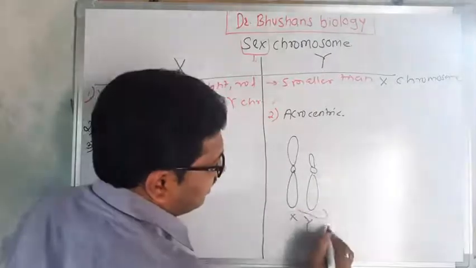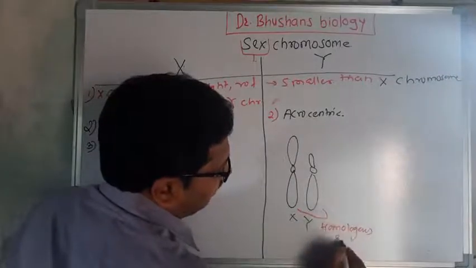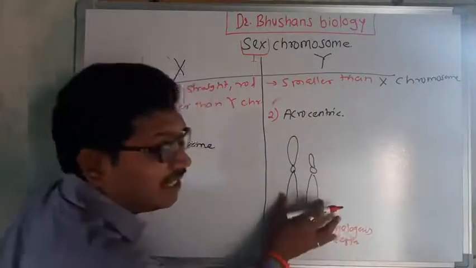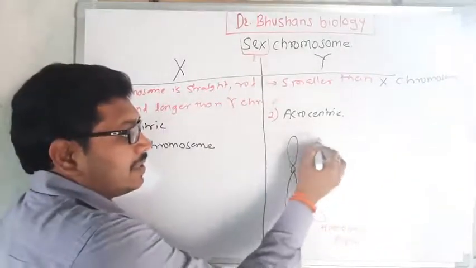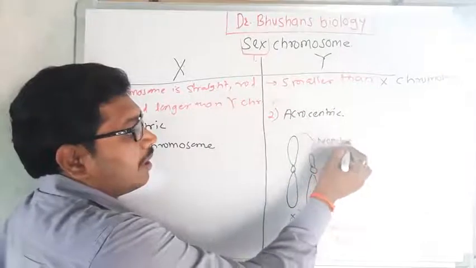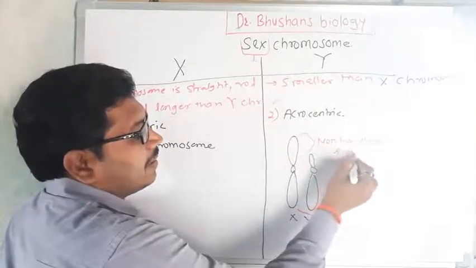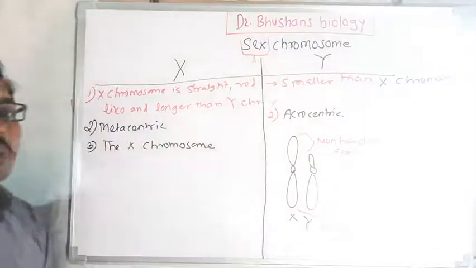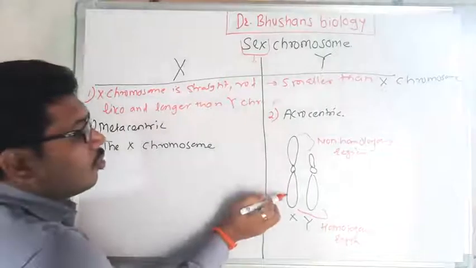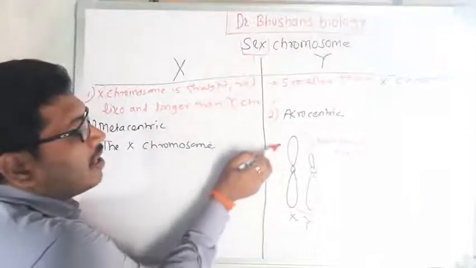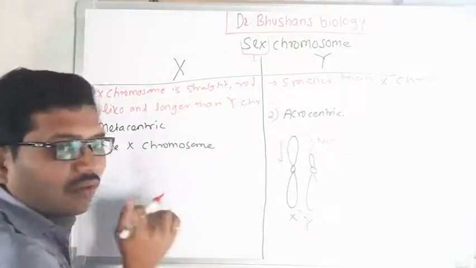Homologous, it means this is a homologous region. Homologous means similar region. And what is this? This is a non-homologous region. Non-homologous means it is a dissimilar region. Homologous and non-homologous region, we can take the third point from this. X chromosome has a longer non-homologous region as compared to Y chromosome.